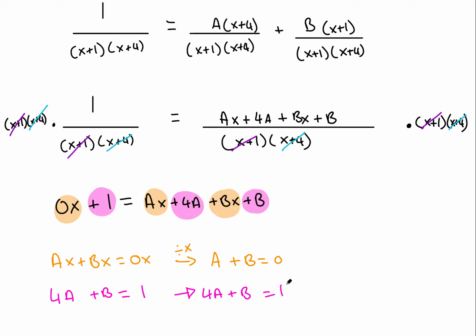So I need to solve this. And what I'm looking at right now is two equations with two unknowns. And you should have this in your toolbox of skills from junior cert. This is a simultaneous equation. So two equations with two unknowns is a simultaneous equation.